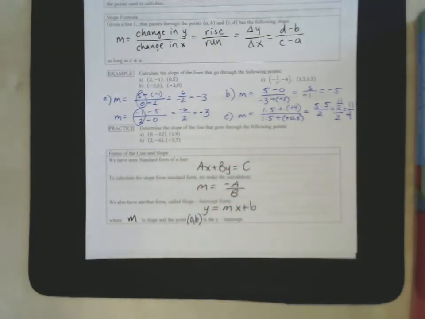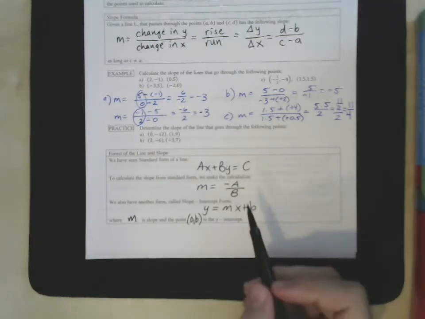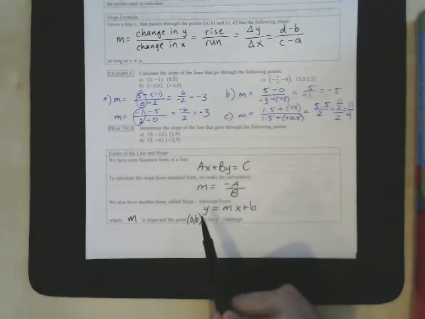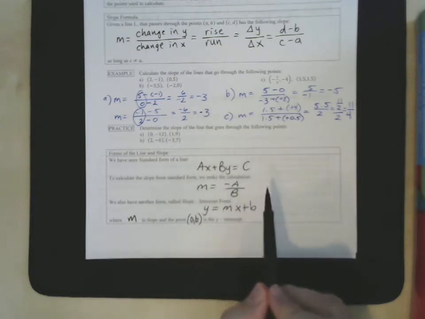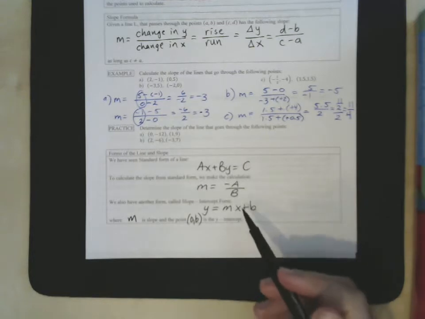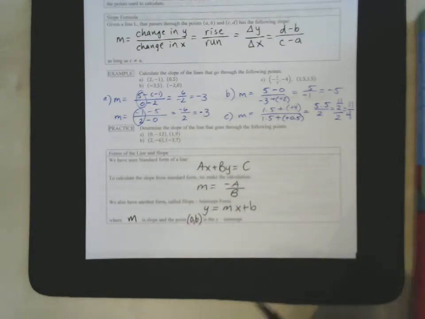Again, mathematicians are lazy. So you don't need to switch to slope-intercept form every time. Some people don't like it because standard form gives us the slope, -a over b. But if you like slope-intercept form, you can always simplify this, solve it for y, and get your slope immediately.